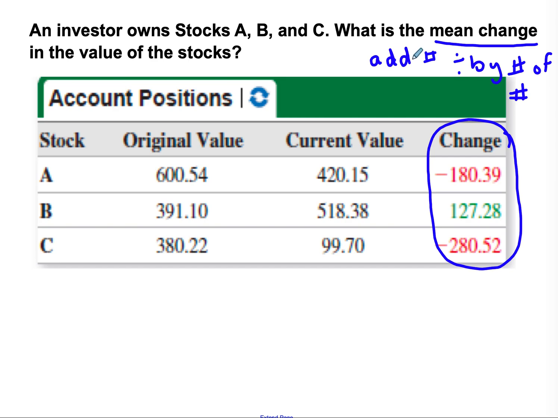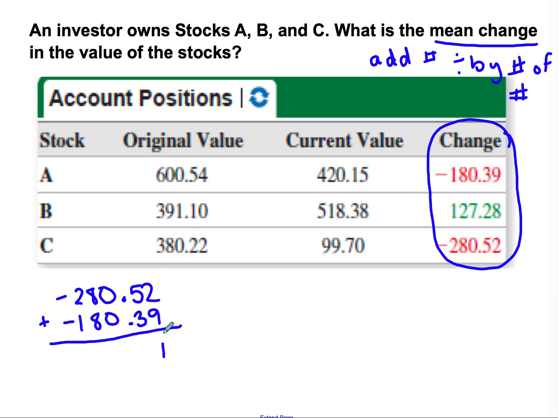Now we can do them just in a row. We can group together the negatives. Actually, no, we'll add our 2 negatives together. I'm going to put the number with the greater absolute value on the top, 280.52. That's a negative. And a negative 180.39. Same signs, find the sum.